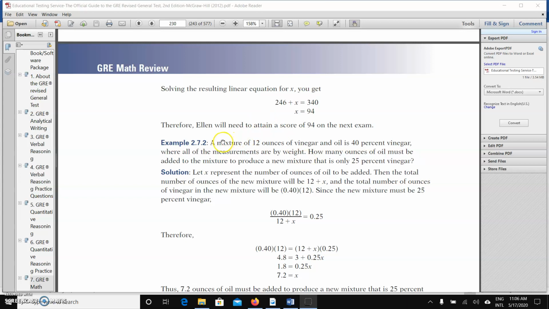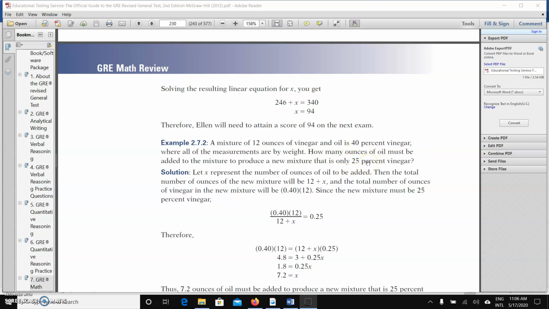So they said the total mixture of vinegar and oil gives 12, right? And that is 40%. Now they ask how much oil must be added to the mixture to produce a new mixture that is only 25% vinegar. So another content has been added. Another oil has been added.